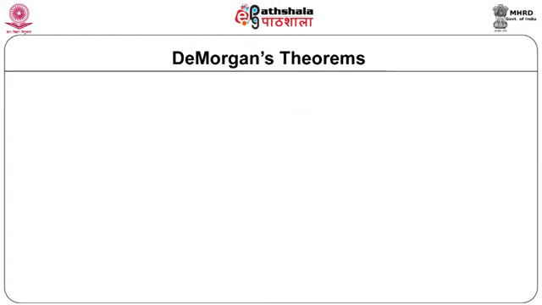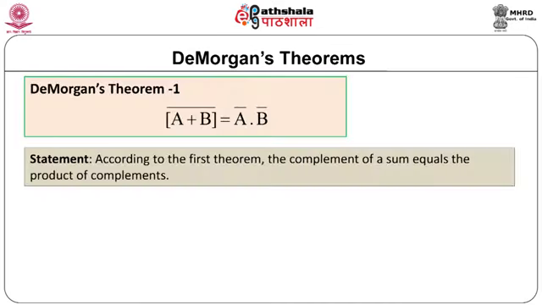In the 19th century, the English mathematician and logician Augustus De Morgan proposed two theorems of mathematical logic, which are known as De Morgan's theorems. Let us now see these theorems. According to the first theorem, the complement of sum equals the product of complements.